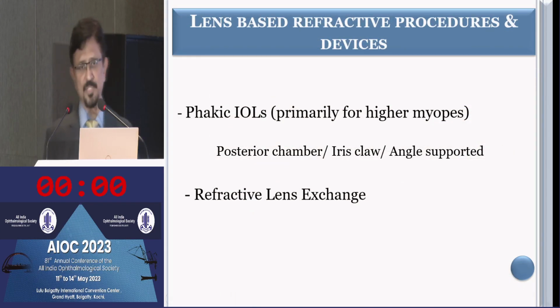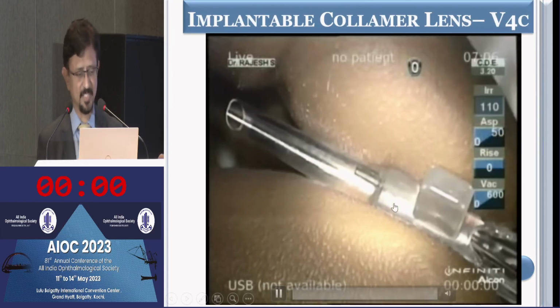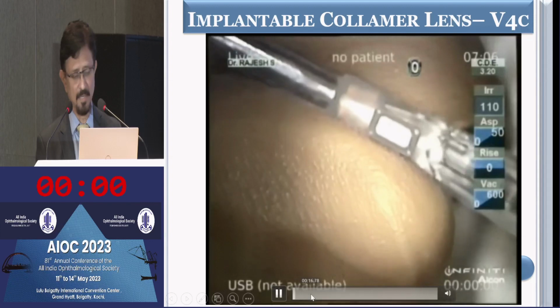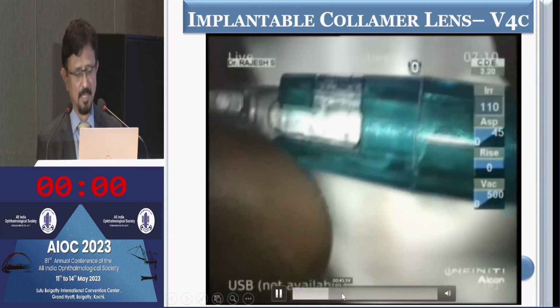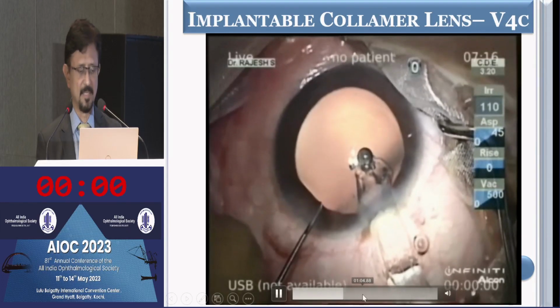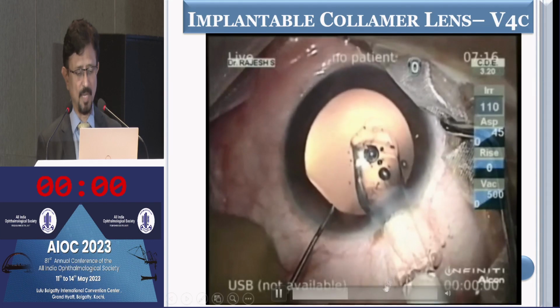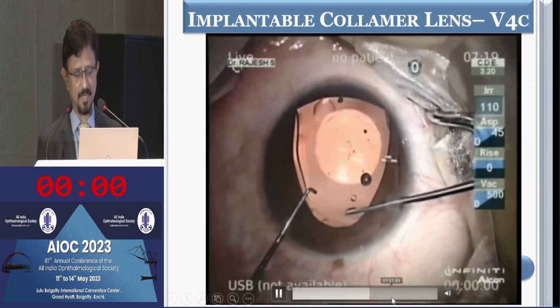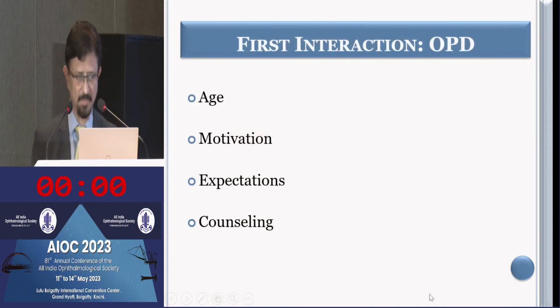Lens-based refractive procedures can be phakic implants and clear lens or refractive lens exchange. In phakic implants, the implantable Collamer lens is the most popular lens that is implanted behind the iris in the sulcus in order to correct the refractive error, and that's how it corrects the refractive error.